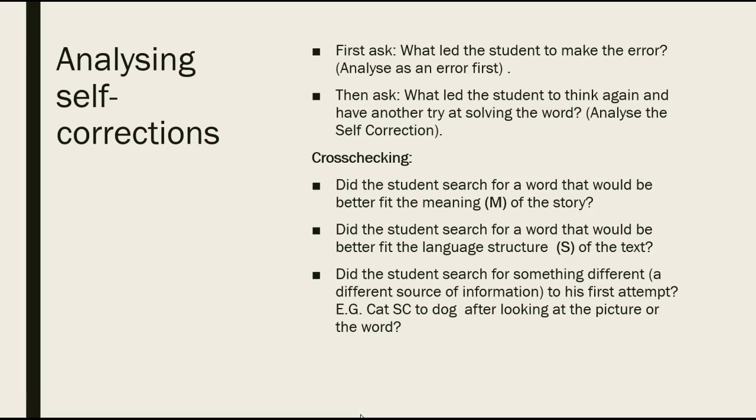This cross-checking behaviour, you might ask these kinds of questions to figure out what the student was doing. Did they search for a word that would better fit the meaning of the story? Did they search for a word that would better fit the language structure of the text, of that sentence? Did the student search for something different, a different source of information to their first attempt? For example, cat might be self-corrected to dog after looking at the picture or the word in more detail.